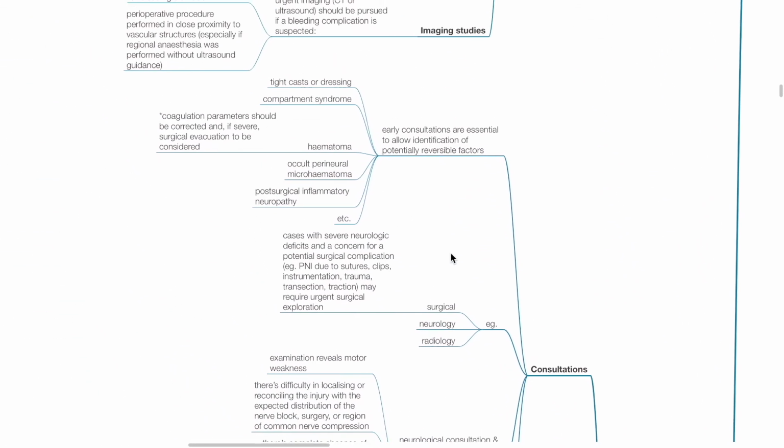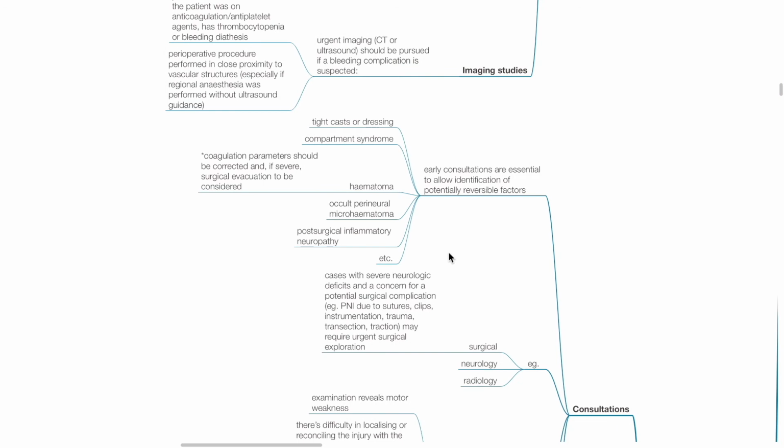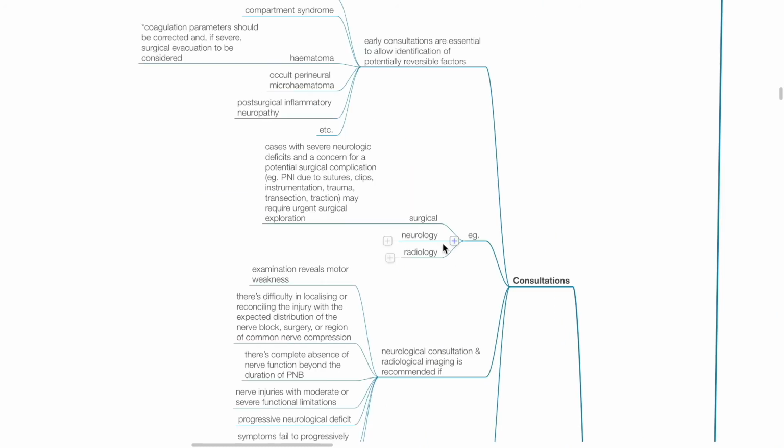Additional notes for managing suspected PNIs. Consultations. Early consultations are essential to allow identification of potentially reversible factors such as tight cast or dressing, compartment syndrome, hematoma, occult perineural microhematoma, and post-surgical inflammatory neuropathy. Examples of consultations include surgical, neurological, and radiology. Cases with severe neurologic deficits and a concern for a potential surgical complication, for example, PNI due to sutures, clips, instrumentation, trauma, transaction, or traction, may require urgent surgical exploration.